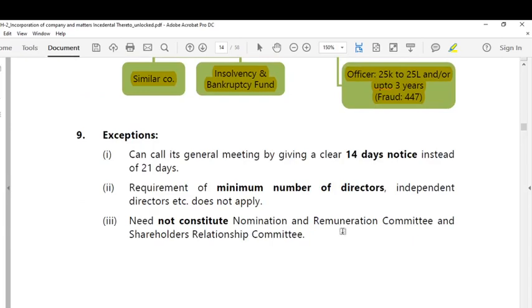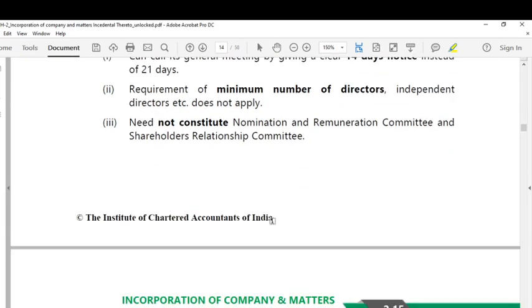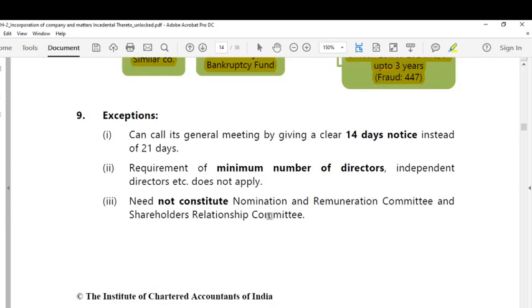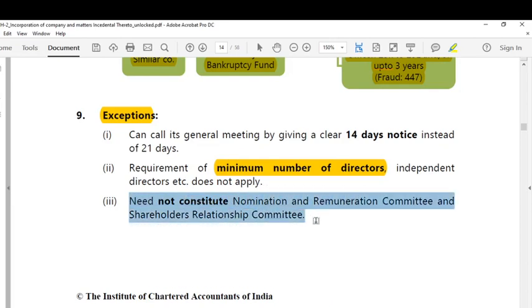So some exceptions are also given here. Only three exceptions are given. A Section 8 company can call its general meeting by giving a clear 14 days instead of 21 days, the requirement of a minimum number of directors and independent directors does not apply to it, and it need not constitute all these committees. So there are three exceptions that are given to a Section 8 company.